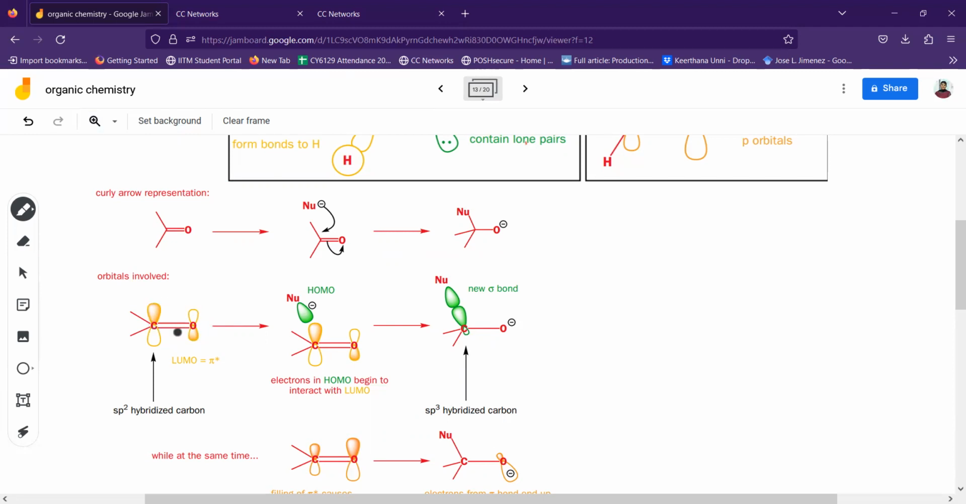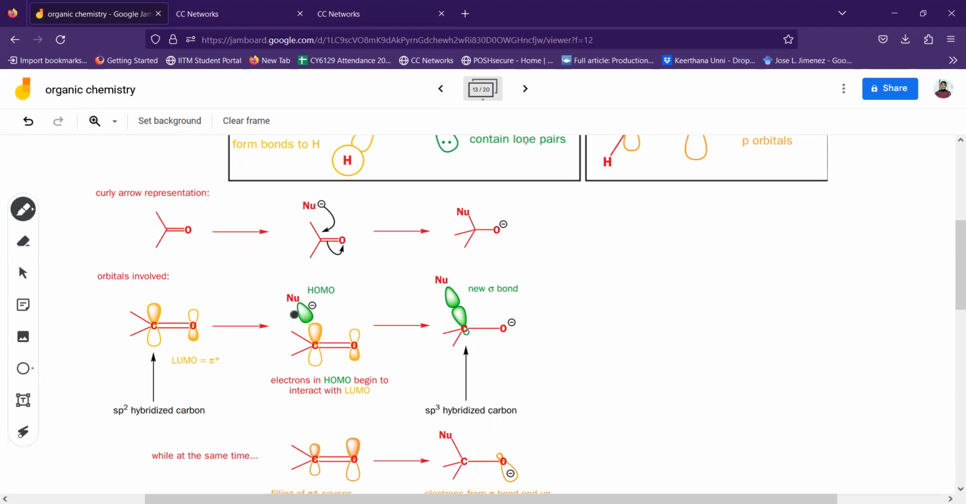Okay, and here I already told that the lowest unoccupied molecular orbital is pi star. So this lowest unoccupied molecular orbital in this particular carbonyl functional group is skewed towards carbon. Electron density is skewed towards oxygen, but this antibonding pi star orbital is skewed in the opposite direction, and it has a larger coefficient at the carbon atom. Okay, so this is what happened.